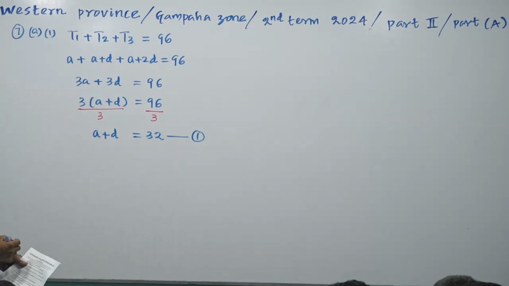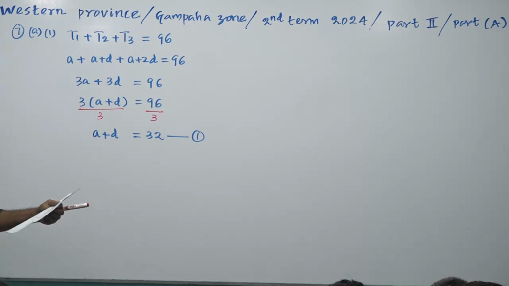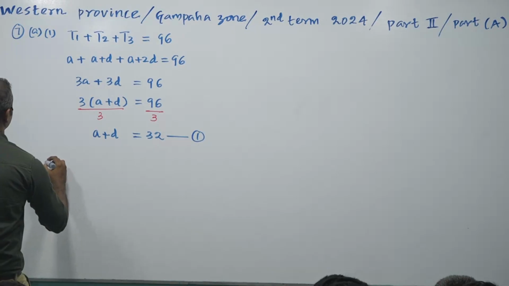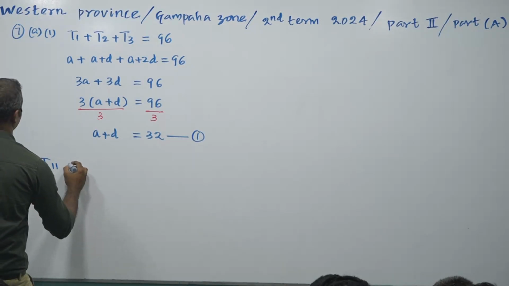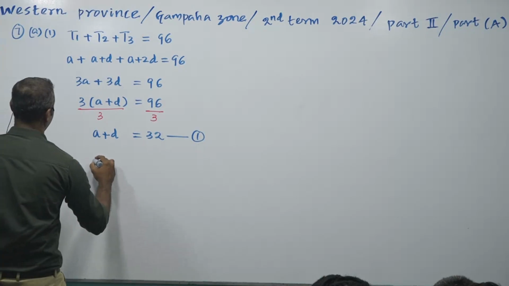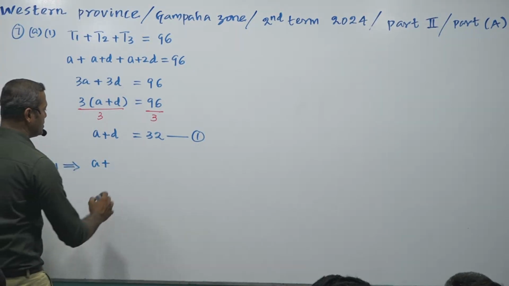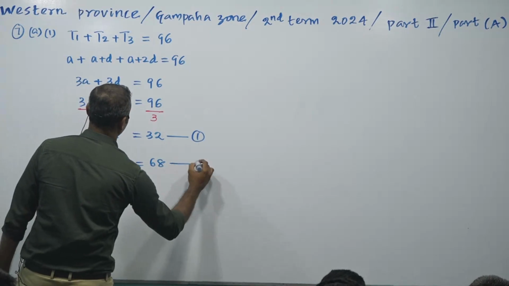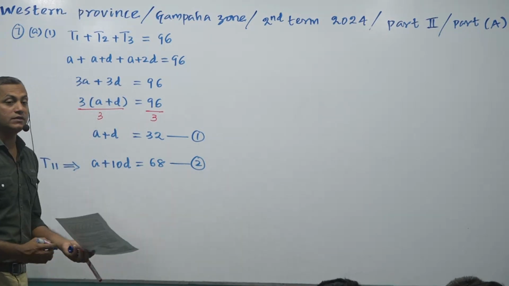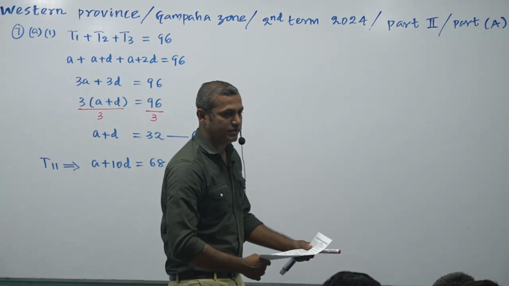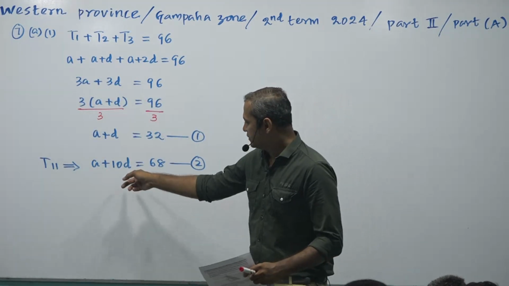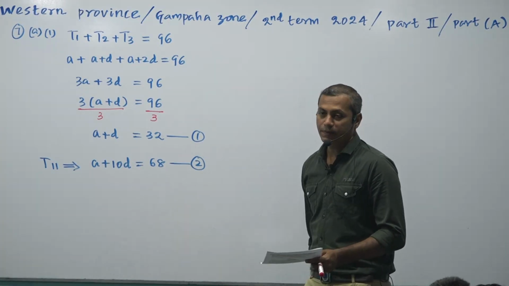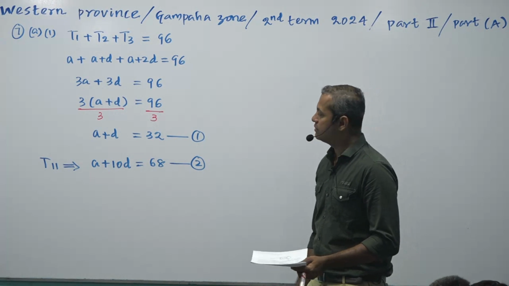Is that clear? Second statement says 11th term is 68. 11th term, T11. T11 can be written as how? A plus how many D? A plus 10D. Yes, you know that, right? This is 68. 11th term can be written as A plus 10D. That is 68. Now solve them and find A and D.